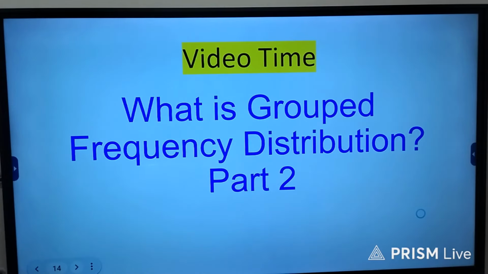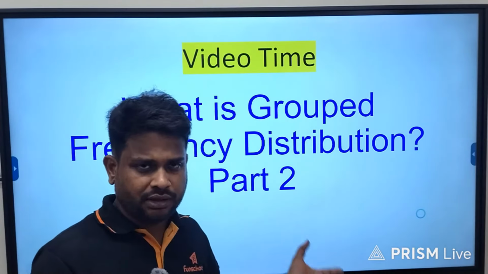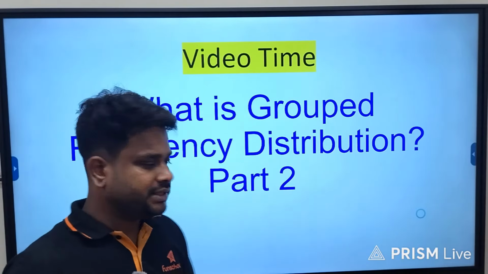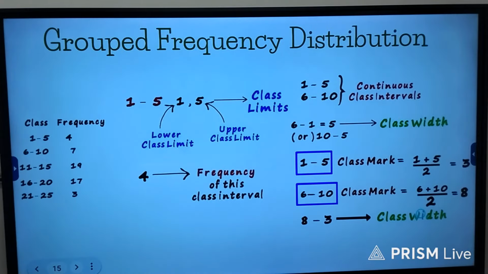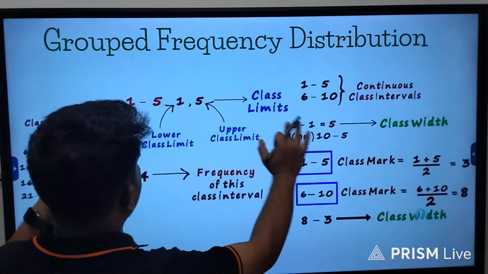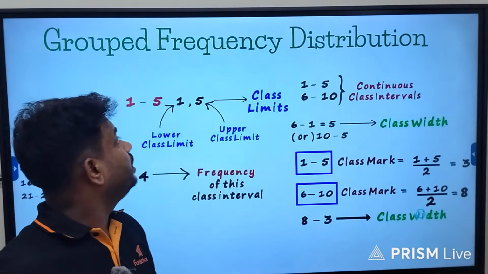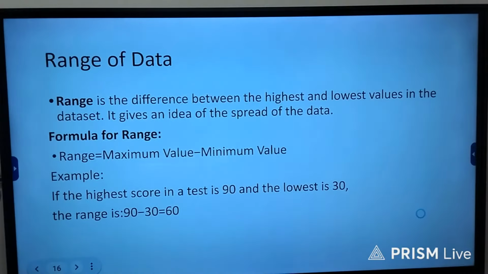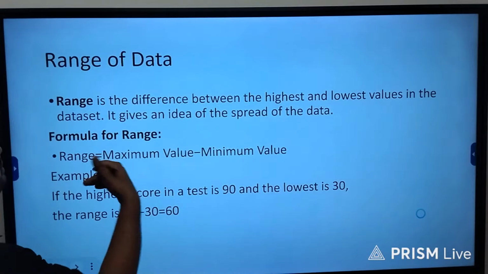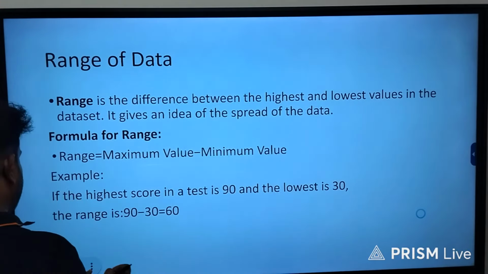The next thing is the continuation of the previous video. I am not going to play the video here because you can check the video from the LMS. This is another example of how we can distribute the frequency for grouped data. The next is the range of the data. This is a very basic thing: range is the difference between the highest and lowest values in the data set.